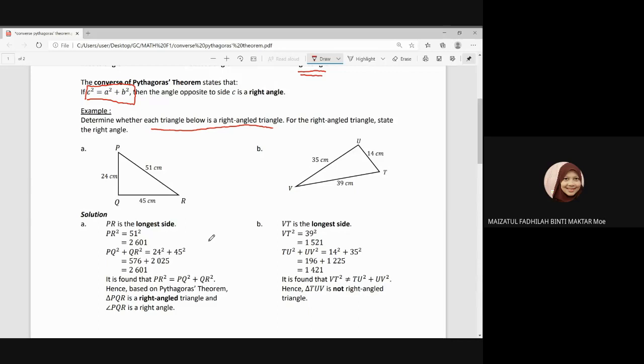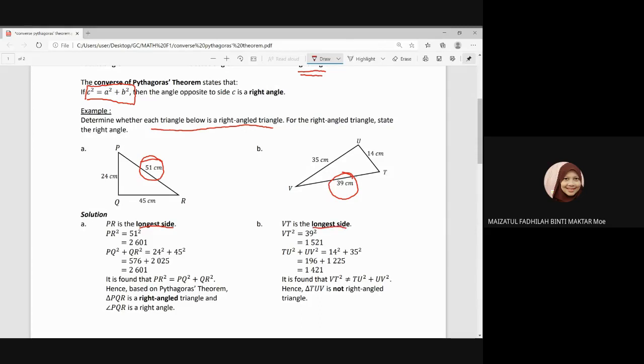Which one is the hypotenuse? You just see the longest side, because the question does not state which part is the hypotenuse. Same like example B here, the longest side is the hypotenuse. We assume the longest side is the hypotenuse because we should determine whether the triangle is a right angle triangle or not.